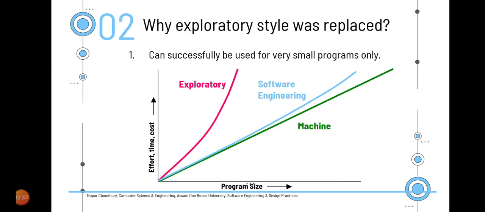But what happened that this exploratory style was replaced? The very first point that we can discuss is it can be successfully used for very small programs only. So basically we call them maybe a toy program, where there are minimum lines of code involved and the programmers can use their basic intuition in order to write down those lines of code.